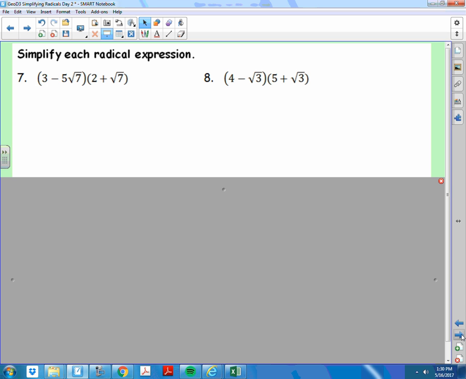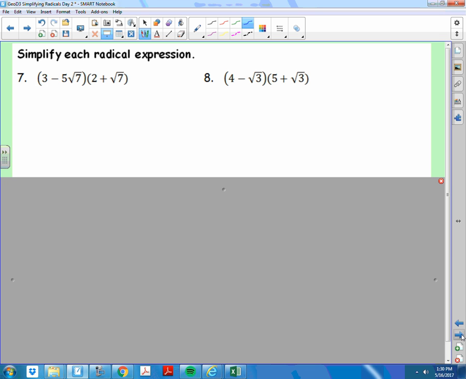Binomials using radicals. No, you may not use the box method. You're going to take the training wheels off the bicycle, and you are simply going to FOIL like real men. Now everyone pay attention and watch.